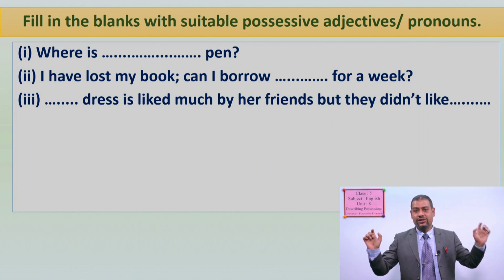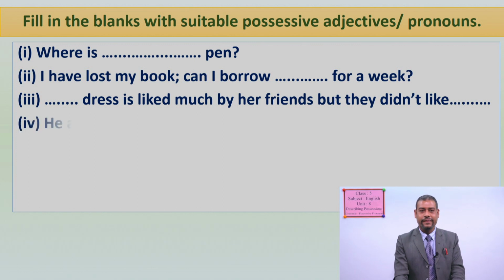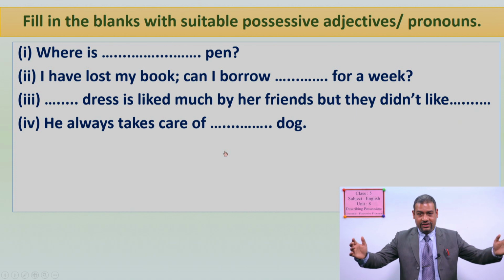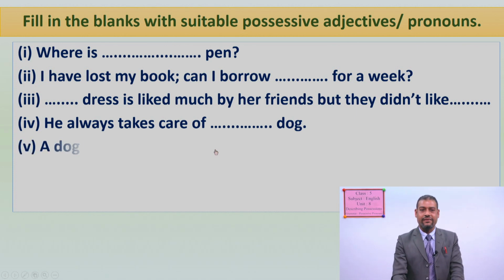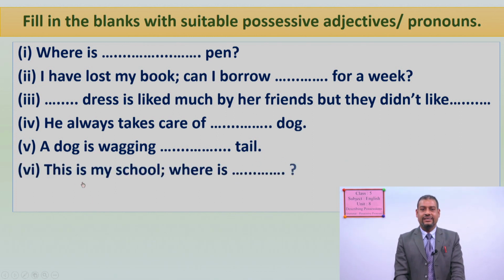Her dress is liked much by her friends, but they didn't like ___. You have to supply it, okay. He always takes care of ___ dog. You have to fill in the gap. A dog is wagging ___ tail. Again you have to write it down. This is my school, where is ___? You have to fill it up, okay.